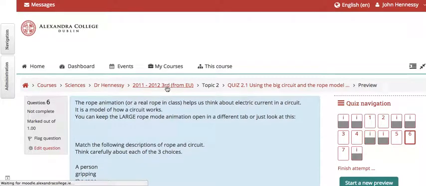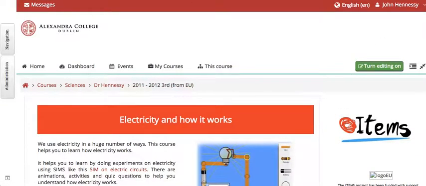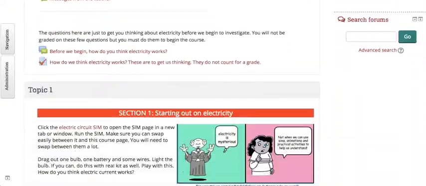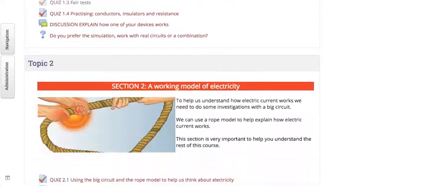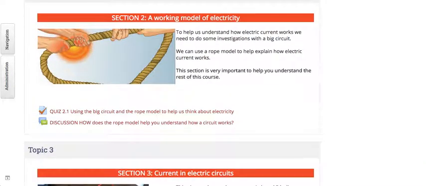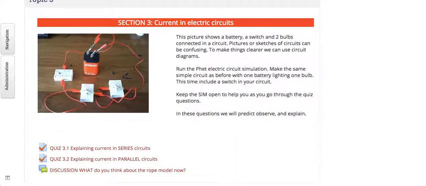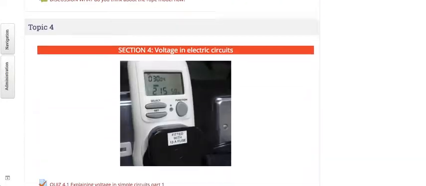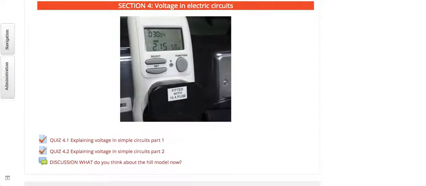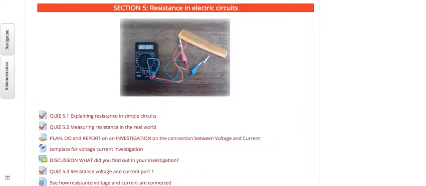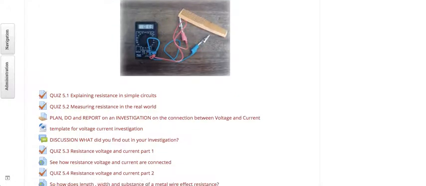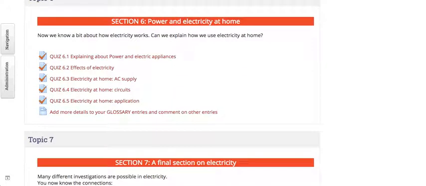So that's the idea of the electricity course: develop fundamental understanding, the rope model, the big circuit, and then it moves into more detailed work on series and parallel circuits, then voltage in series and parallel, then into resistance and power and electricity in the home. And again, the focus is on detailed quizzes which help develop student understanding.